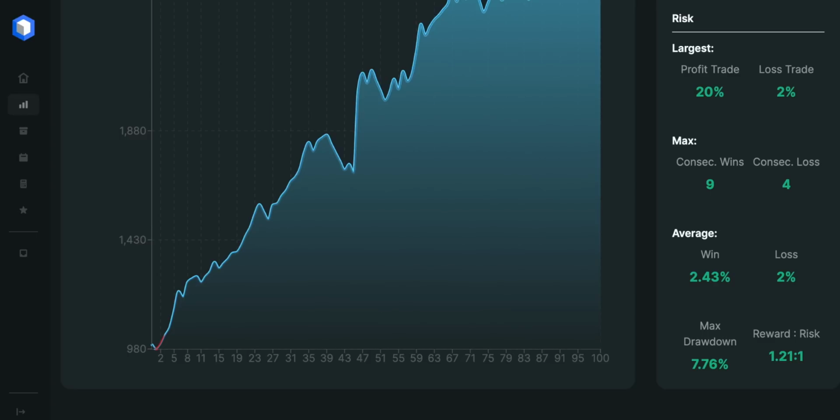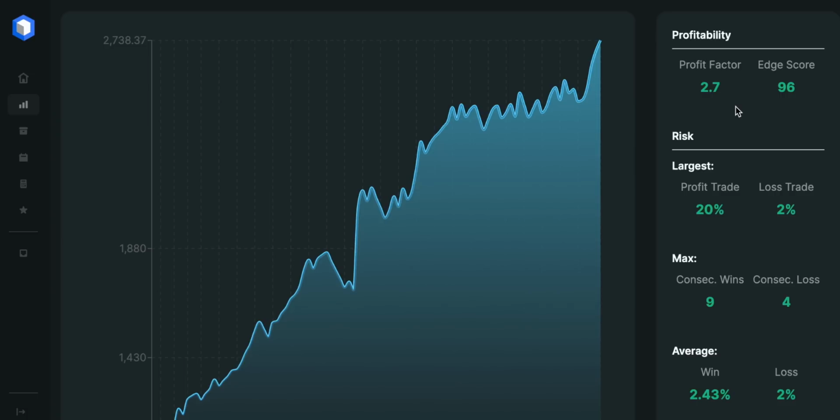The maximum drawdown is 7.76% and the largest profit trade we took made us 20% profit on our account. If you caught at least one trade like that per week, that would be absolutely crazy. By the way, this is only one currency pair. You can trade with this strategy on different ones and make even more money.